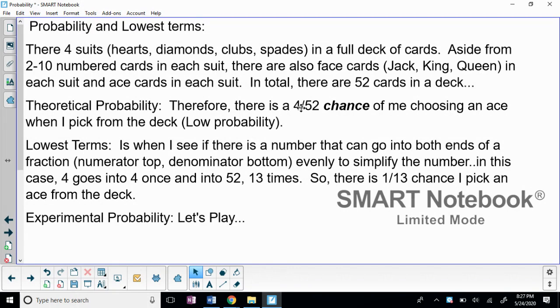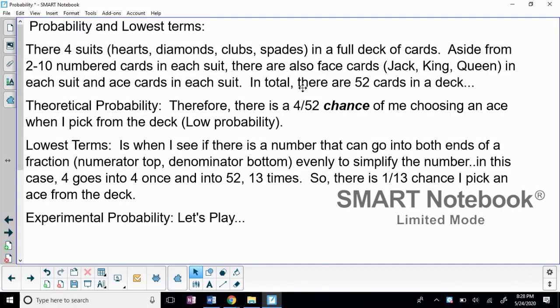Do you guys remember the parts of a fraction? Okay, so the parts of the fraction are the numerator at the top, the denominator at the bottom. So this is just another fraction. If I were to put it in lowest terms, is there a number that goes in evenly to both the top and bottom? And lo and behold, 4, in fact, will go into both the top and bottom number.